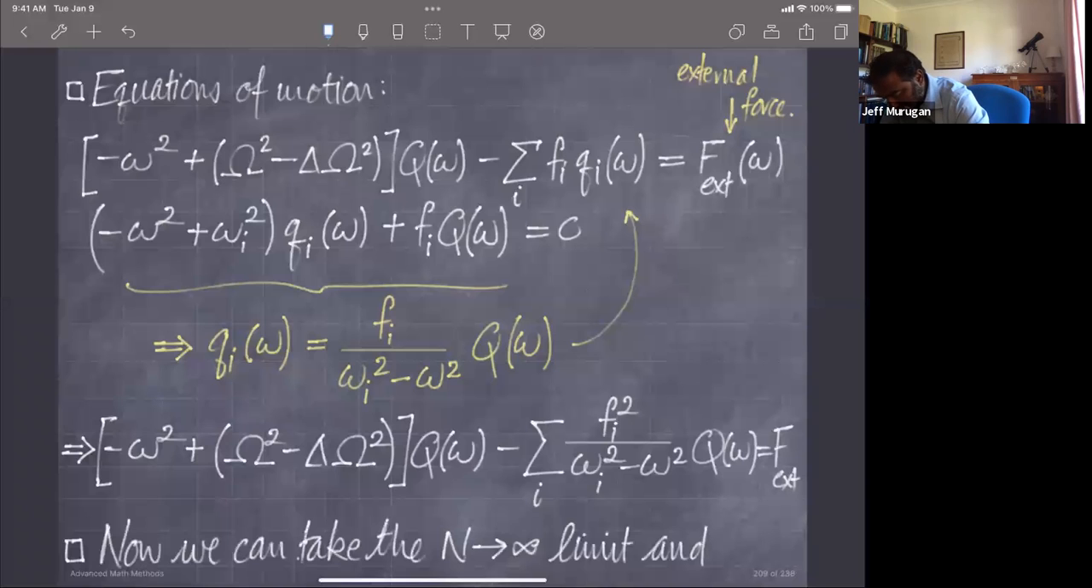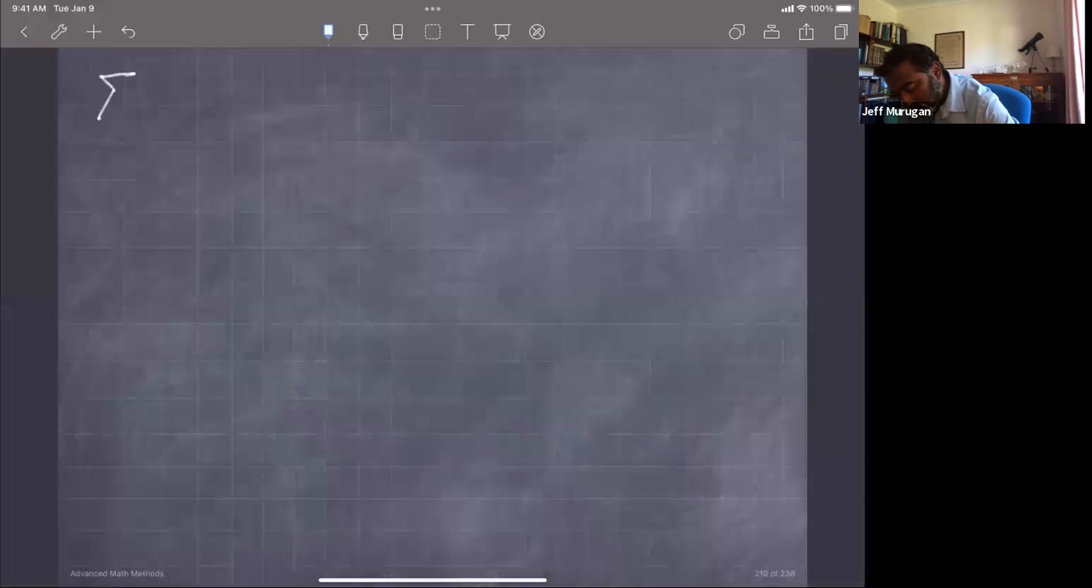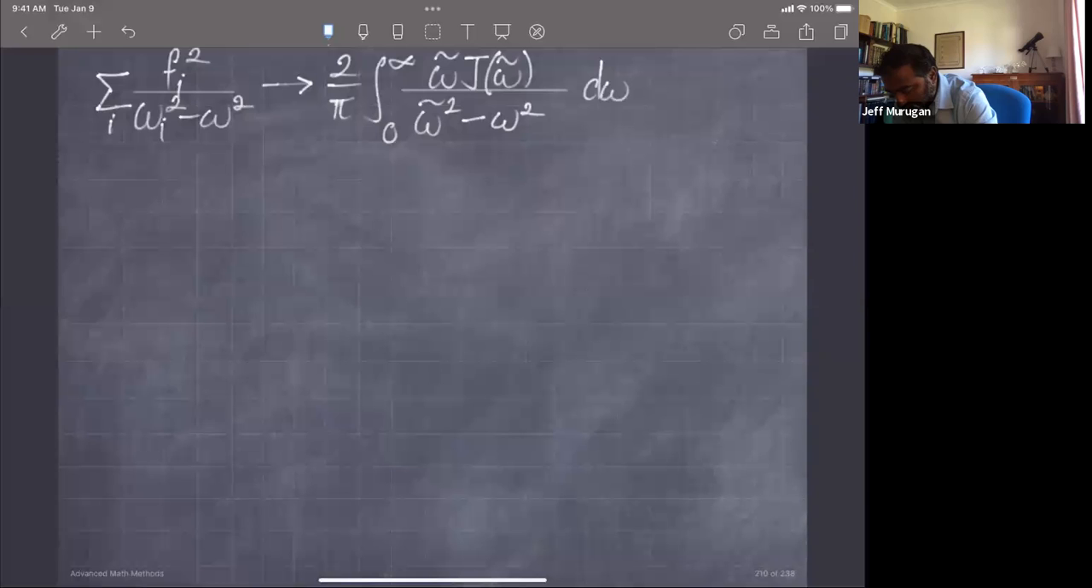and this has the effect of writing the sum over oscillators of f_i squared over omega_i squared minus omega squared as an integral, normalized by this factor, from 0 to infinity of omega tilde, say, j of omega tilde over omega tilde squared minus omega squared d omega tilde.